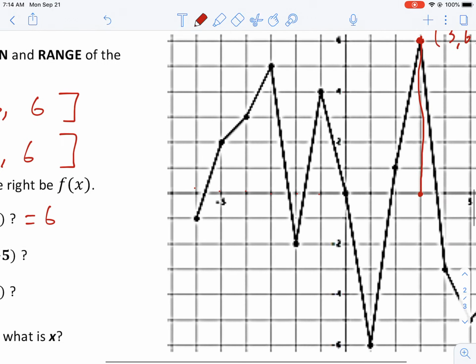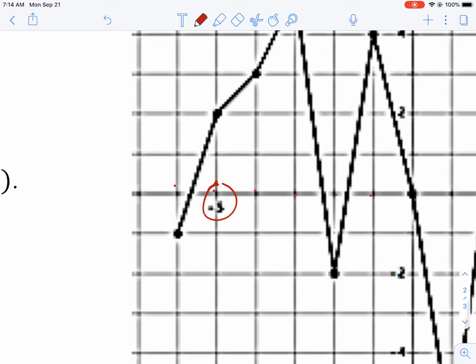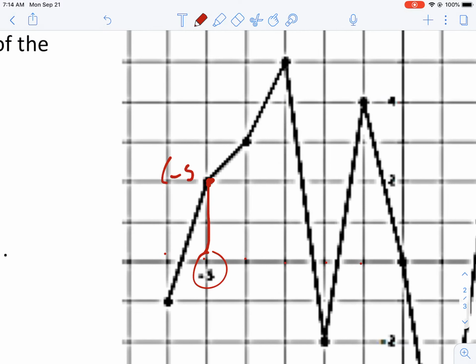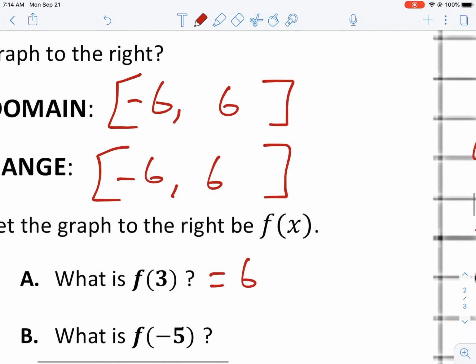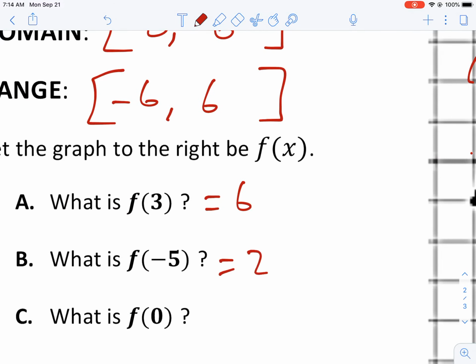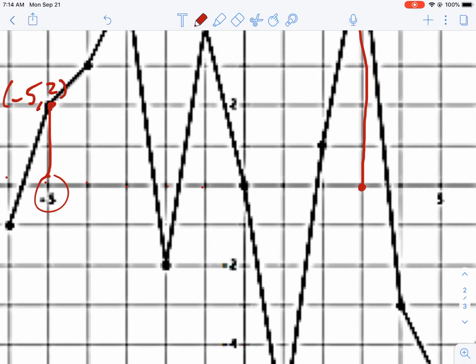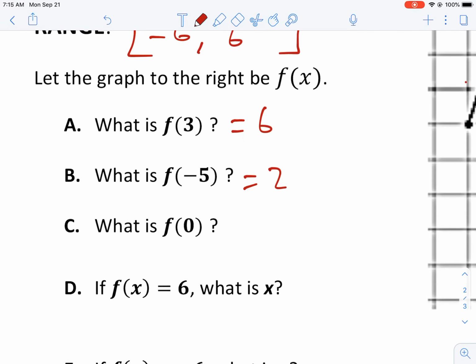What is f of negative 5? Go to negative 5. Go up until you find the graph. We went up by 2, so that point is negative 5, 2. So f of negative 5 is 2. F of 0, well, the line is going through the axis right there at x equals 0, so that's also going to be 0.